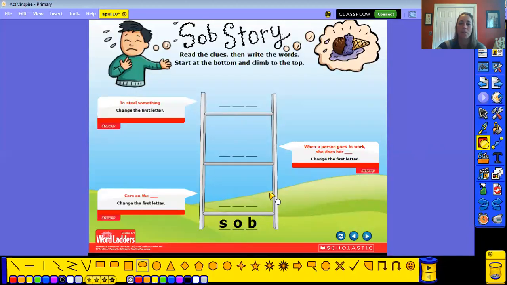All right, word ladder here for you. The only thing that you can't do on this word ladder is you can't pull down the answers and check. But you're starting with this word right here. I'll read you the clues and I want you to fill this in, okay? Corn on the, change the first letter. When a person goes to work, she does her, change the first letter. To steal something, change the first letter. So all of these new words, you're going to be changing the first letter to build that word ladder up, okay? Give it a try.